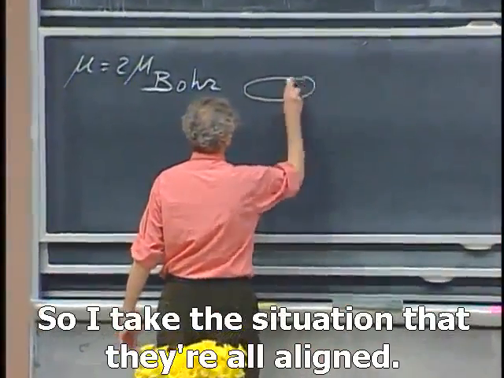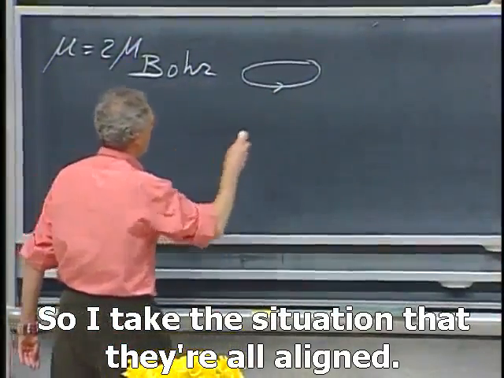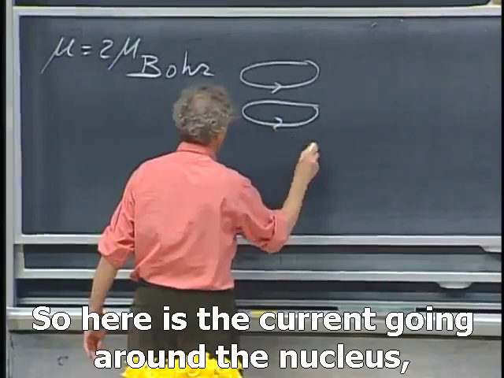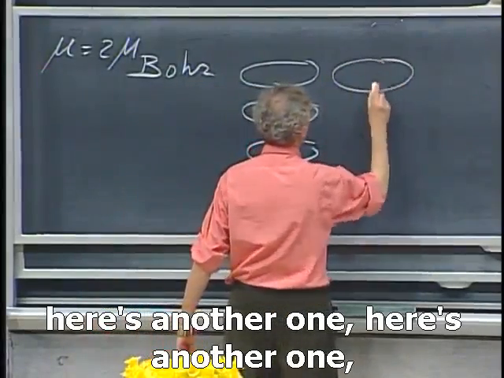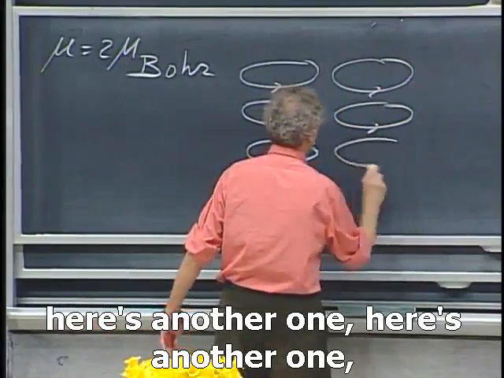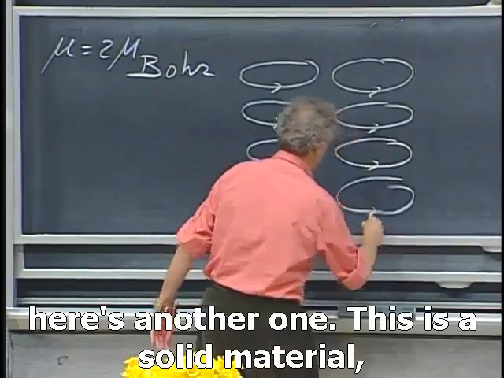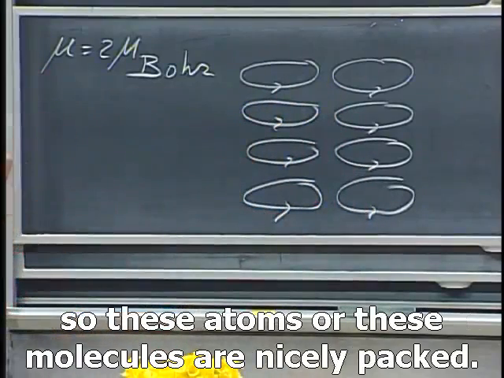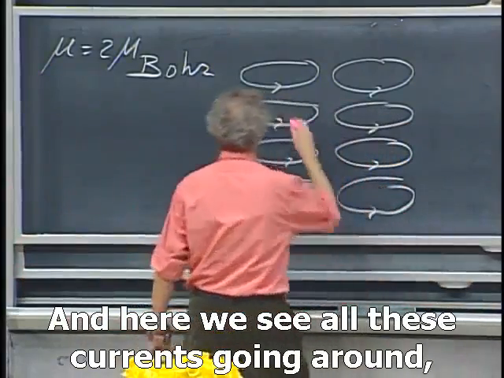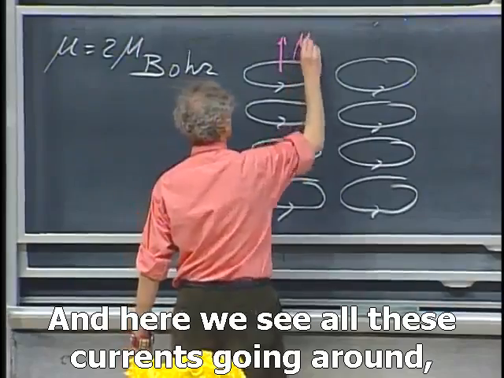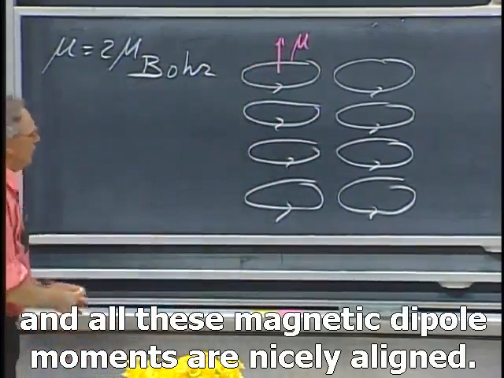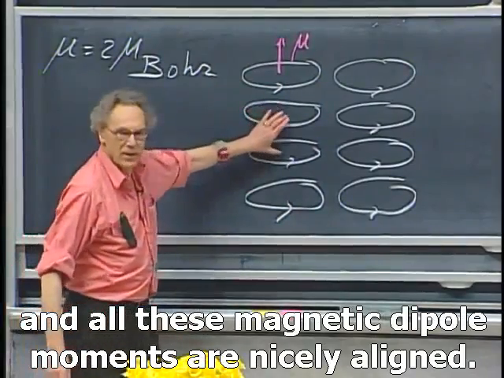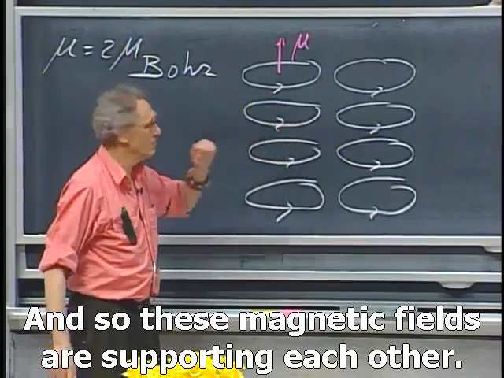So here is the current going around the nucleus. Here's another one. Here's another one. Here's another one. This is a solid material, so these atoms or these molecules are nicely packed. And here you see all these currents going around, and all these magnetic dipole moments are nicely aligned. And so these magnetic fields are supporting each other. And the question now is, what is the magnetic field inside here?